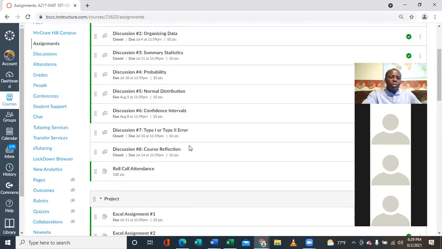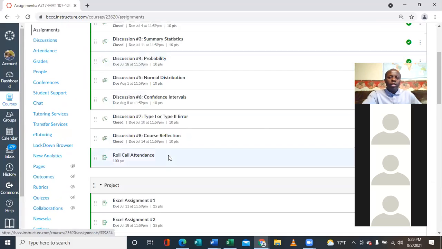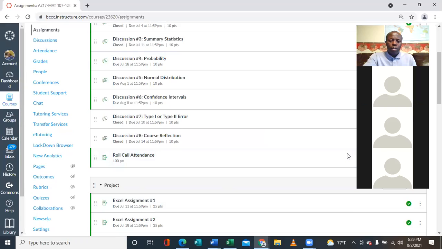So let us begin now. When you go to the project, when you do something in Excel, you can copy it and paste it. When you finish doing the work in Excel, you can copy it and paste it into the Word document before you upload it. Okay. So today we're doing something new, confidence intervals.